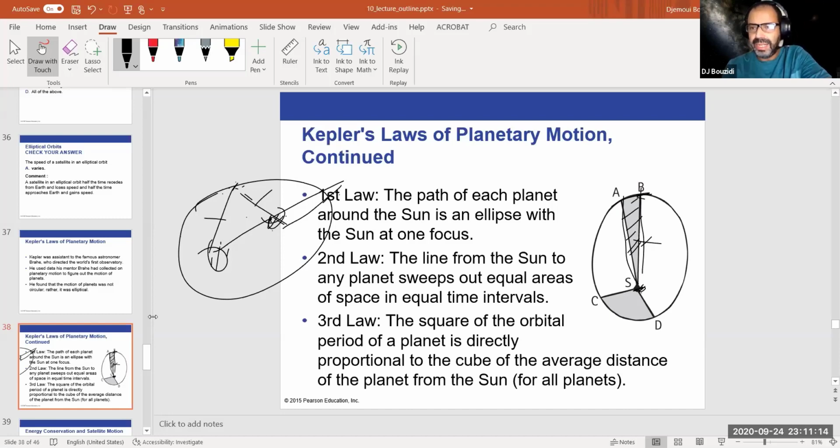Then, in the same amount of time, if I take any other location, for example C, and wait for it to travel to D, okay? Here, it travels a bigger arc, and this area and that area are the same. The arc is bigger, but the distance is closer. The radius is closer, actually. The radius of curvature is smaller, and the areas are equal.